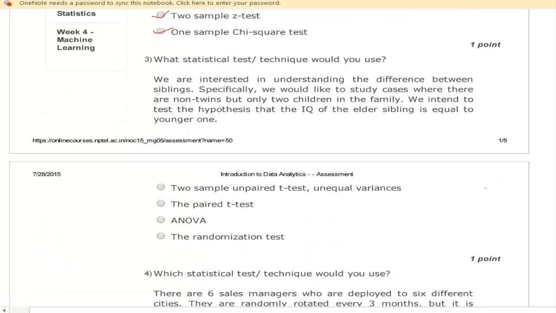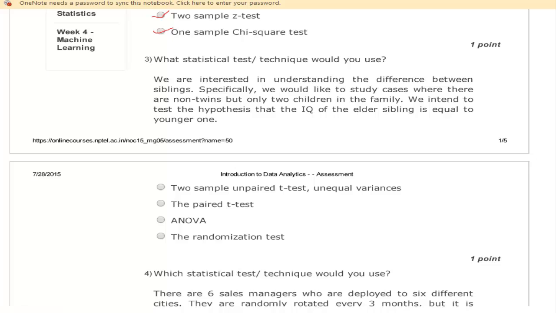Going to the third question. So we are interested in understanding the difference between siblings. Specifically, we would like to study cases where there are non-twins but only two children in the family. We intend to test the hypothesis that the IQ of the elder sibling is equal to the younger sibling.